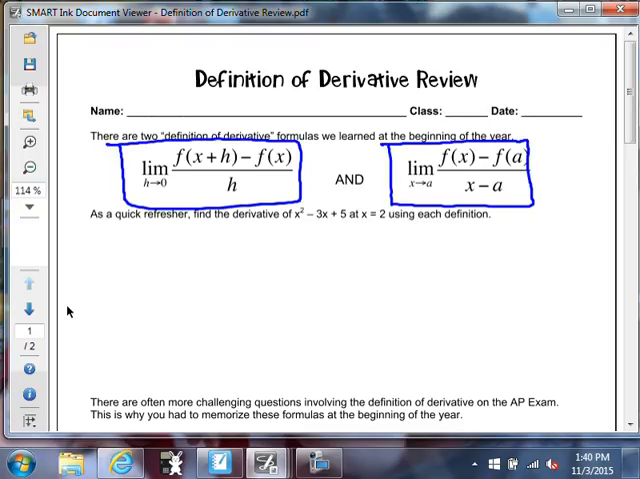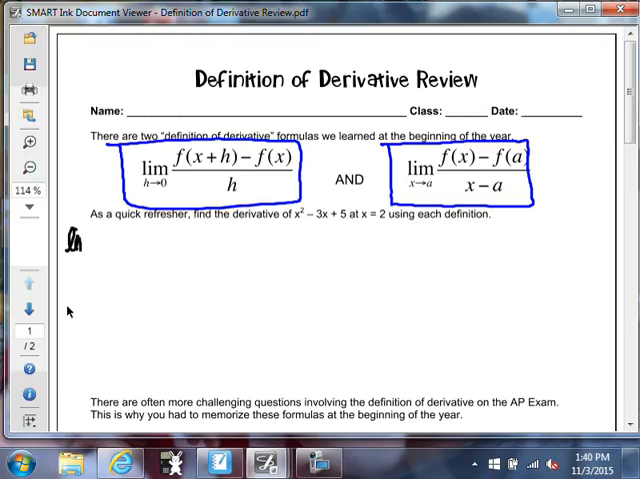If you have not already put these on flashcards, these are kind of important formulas, so you should know them. As a quick refresher, we're going to find the derivative using each definition. The first one's a little bit longer than the second one. If I'm finding the derivative of x squared minus 3x plus 2, I know that you know the shortcut. I know you know it's 2x minus 3, and you can plug in 2 and easily get 1.